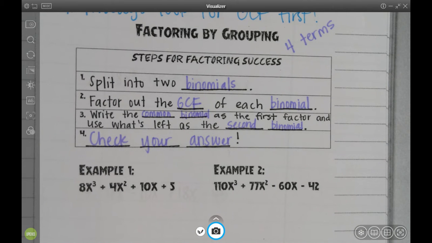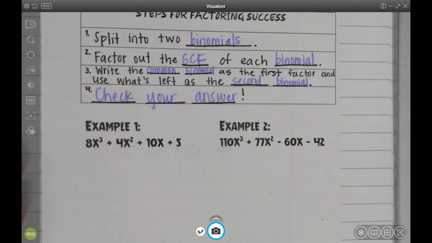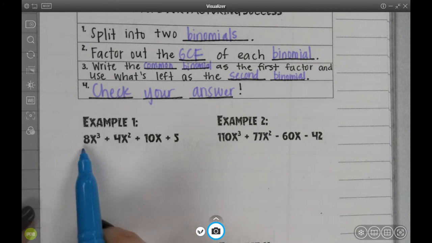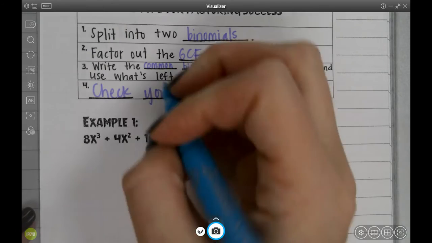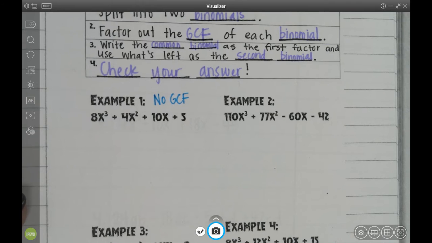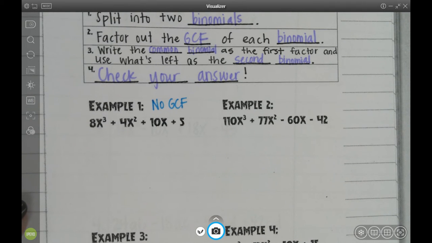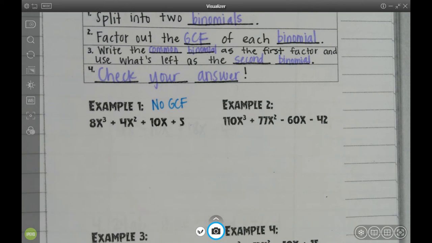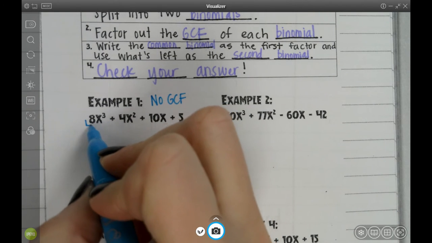So our first example, what's the first thing I look for? Greatest common factor, do I have one between all four of those terms? Nope, so no GCF. So I'm going to take my four terms and I'm going to split it into two binomials. And other teachers try to use parentheses to split. I don't like to do that because then it just gets to where it's a lot of parentheses. So I'm going to put brackets underneath.